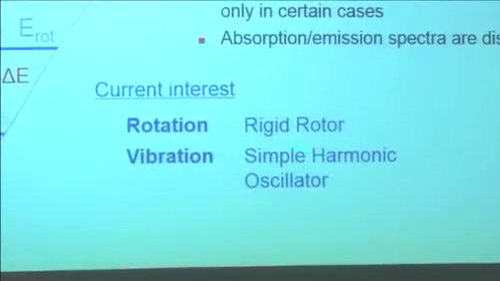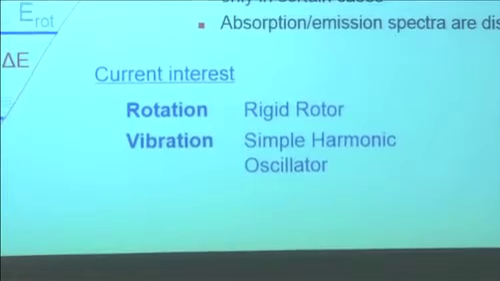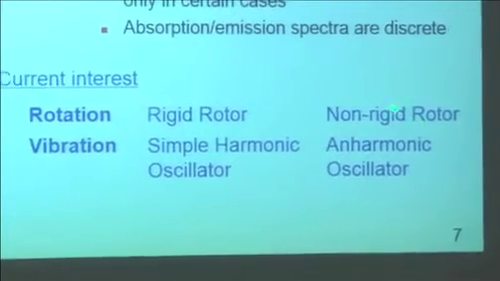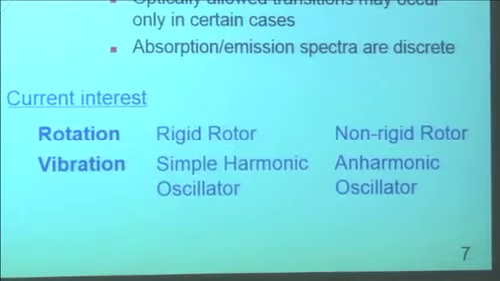So we're going to start with rotation, then we'll go to vibration. We're going to start with the very simplest model, which is the so-called rigid rotor. The equivalent entry-level model for vibration is called the simple harmonic oscillator, sometimes written as SHO. The next level up is called the non-rigid rotor or the anharmonic oscillator, and that's as far as we would go. So we'll keep the molecule simple today, diatomic. We'll start with rigid rotor and harmonic oscillator, and then eventually we'll relax that a little bit.